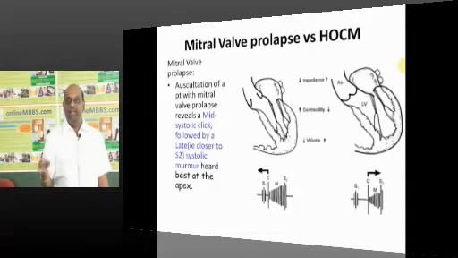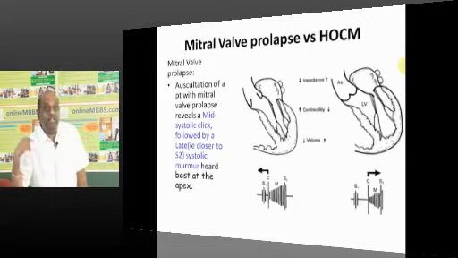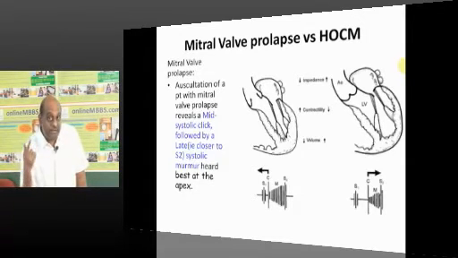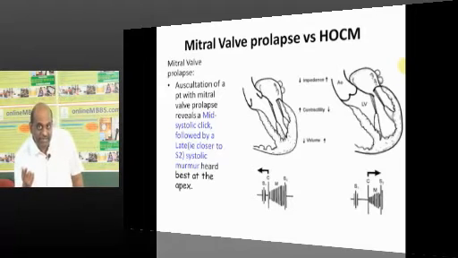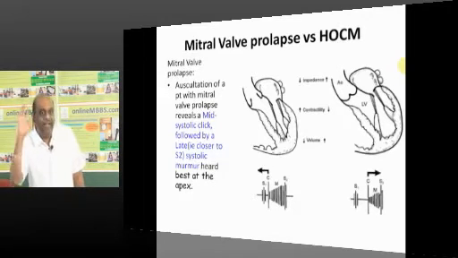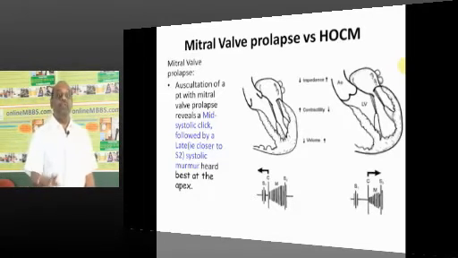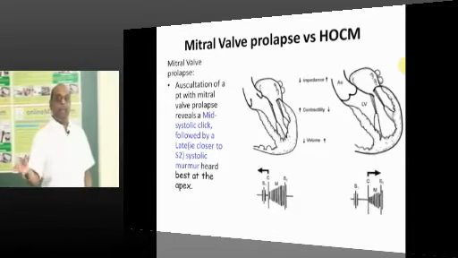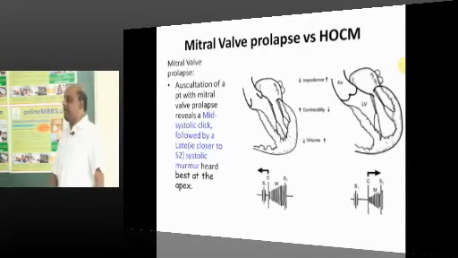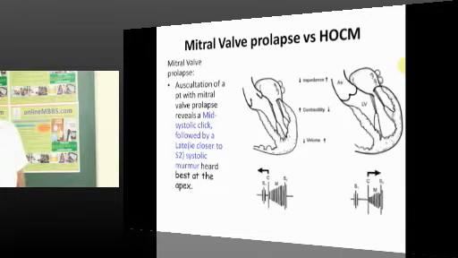But if you increase the afterload, what is the effect of increased afterload on the HOCM? It will decrease HOCM, but increased afterload will worsen the MVP. So if you want to know whether this is a systolic murmur due to MVP or due to HOCM, what do you need to do? You increase the afterload of the patient and see.